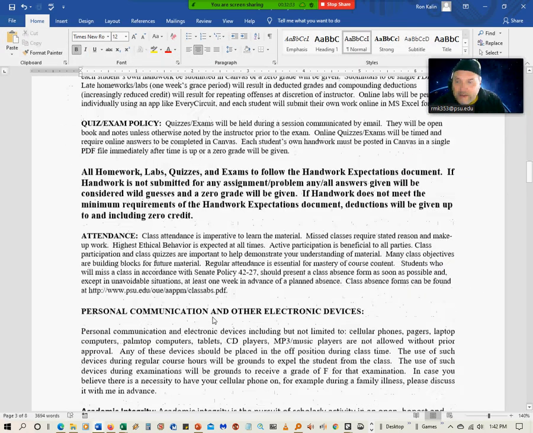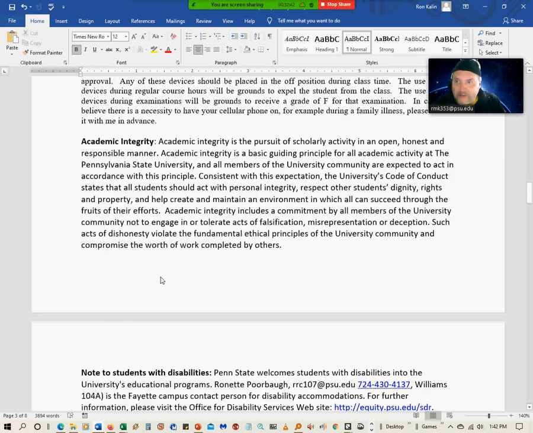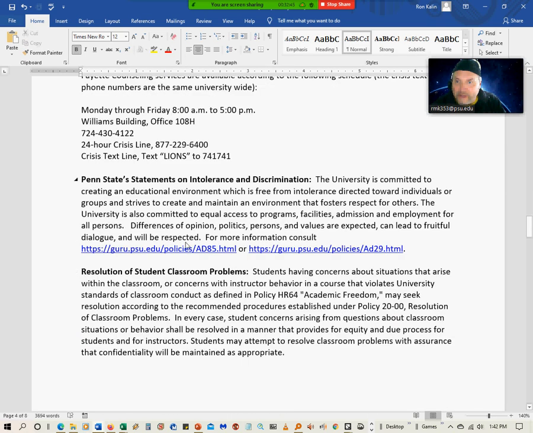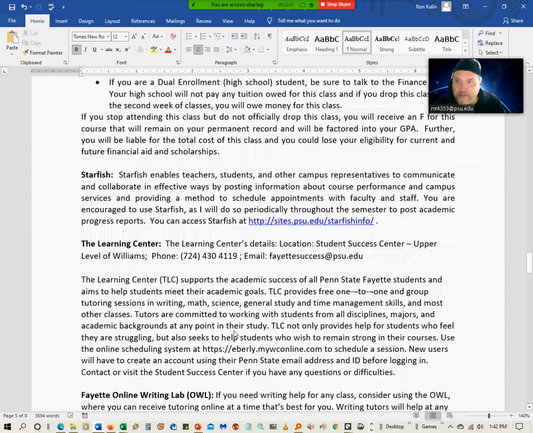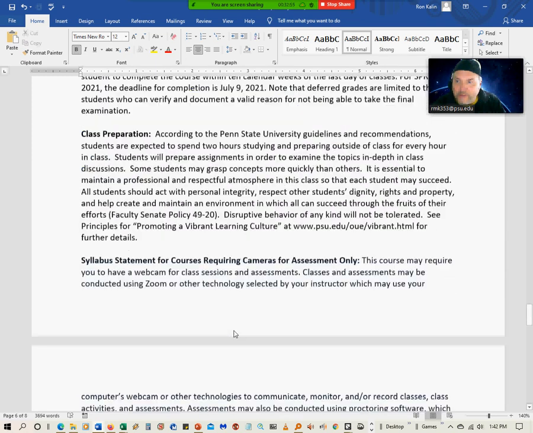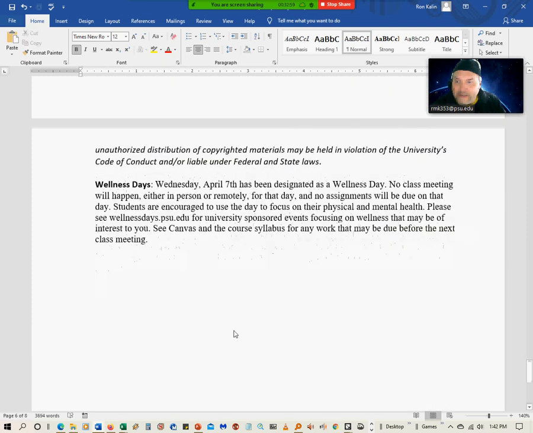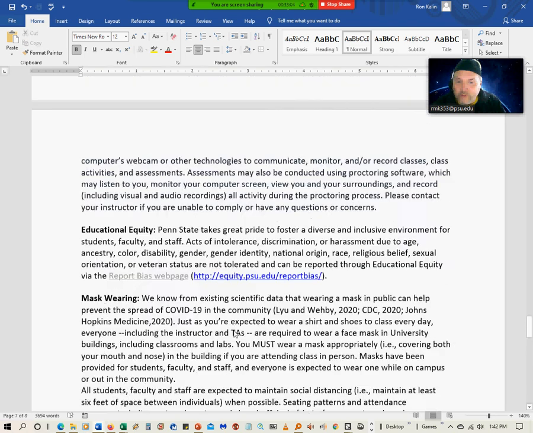The rest of the syllabus is just boilerplate stuff: attendance, and all this other stuff. I'm not going to read it. This is standard verbiage, and you can read through it as you need to if it applies to you. And basically, that's it. I'll be sending this link in an email. And again, welcome to this course.